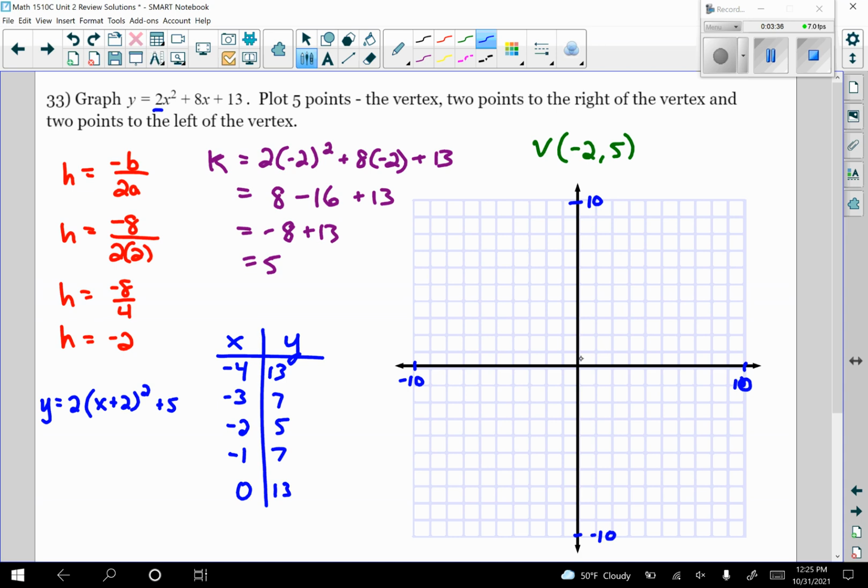So again, my vertex is at -2, 5. I'm going to have -1, 7, -3, 7. 0, 13, so we'll say maybe that'll be like right up here, and then -4, 13 right about here, and we'll graph our parabola.